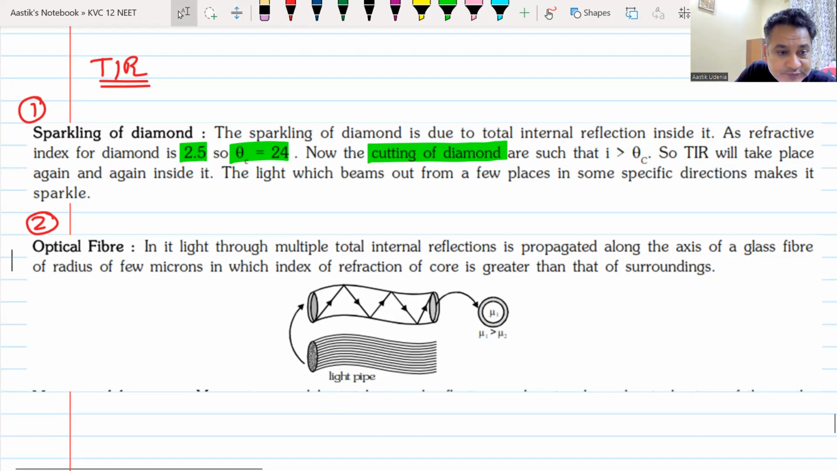Optical fibers use the phenomenon of TIR. Will you remember this? You just have to write sparkling of diamond, optical fiber, nothing else. I've seen questions coming straight away from this part.